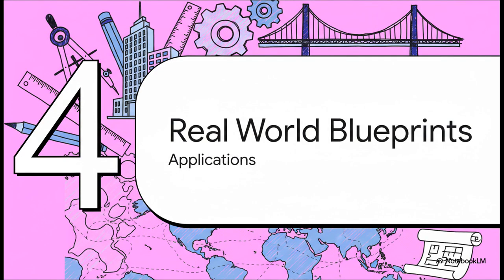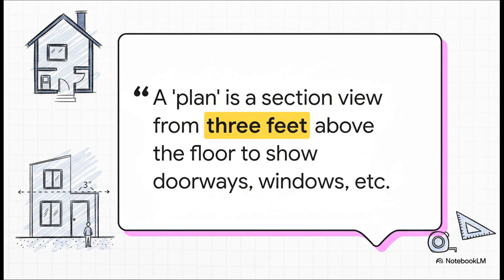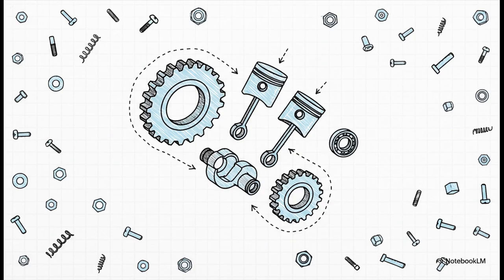All right, so we've got the tools and we've got the grammar. Now let's talk about where this language is actually being spoken out there in the real world, every single day. Well, one of the most obvious places is in how we design and build all of our buildings. So here's a cool little detail. A floor plan isn't just a simple top-down view. It's actually a section view, like we just talked about. It's as if you slice the top of the building off about 3 feet above the floor. And why 3 feet? Well, that's the perfect height to cut right through all the important stuff like doors and windows. Pretty clever, right? And of course, technical drawing is the absolute lifeblood of pretty much every kind of engineering.